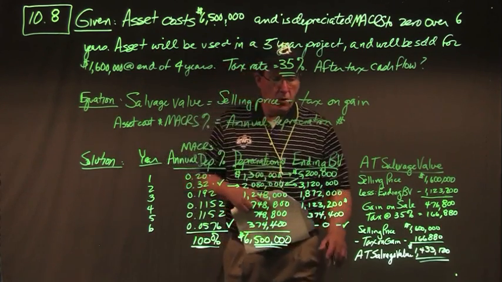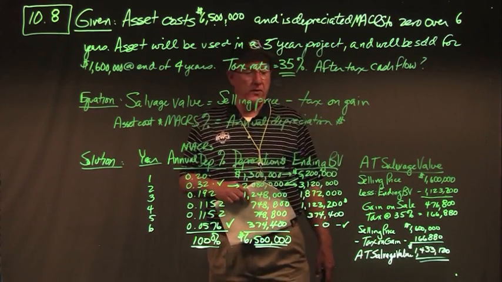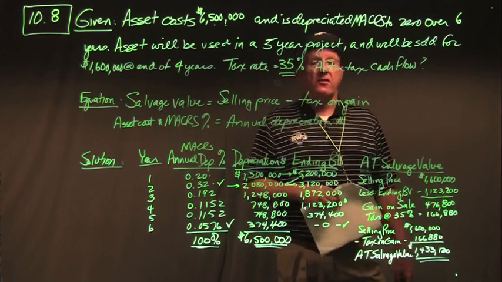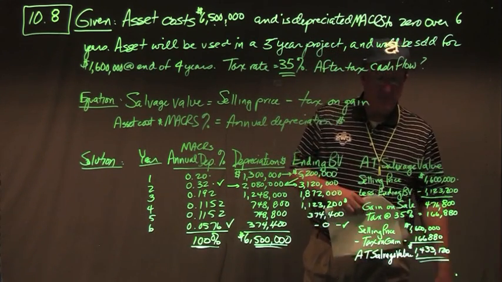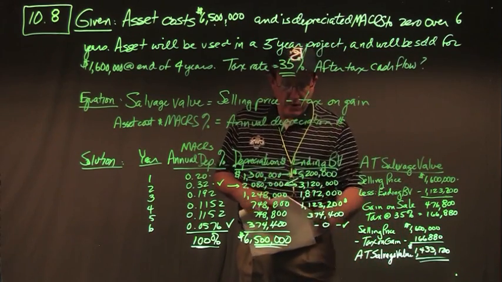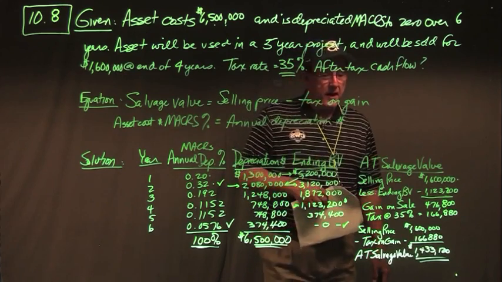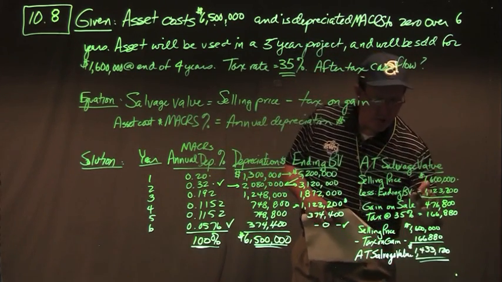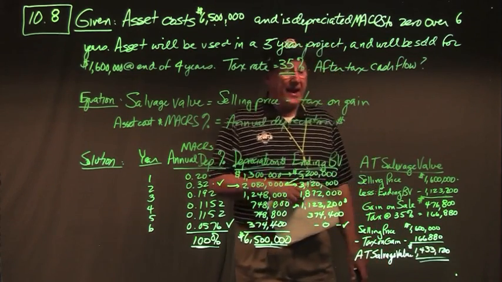We want to know what happens if I sell this piece of equipment at the end of year 4 for $1.6 million. What's the after-tax salvage value? So the selling price is $1.6 million. The ending book value is right here at the end of year 4, $1,123,200. So I have a gain on this sale of $476,800. Tax rate is 35%.